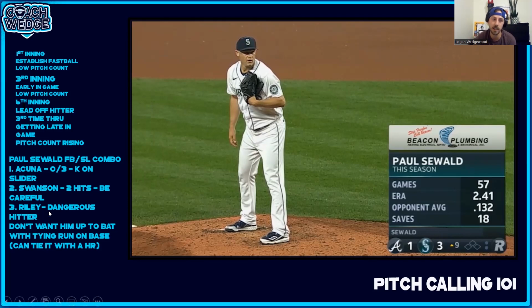And Austin Riley is a dangerous hitter. We don't want him up to bat with the tying runner on base, right? When I had my coach in college, his name was Cav Whiteley, and he would tell me all the time when I was calling pitches, don't let their best player beat us. That was the main thing that he wanted us to know. Don't let their best player beat us. So we don't want Austin Riley up with Acuna and Swanson on base.